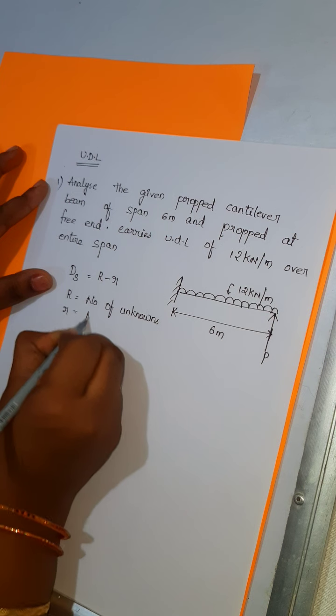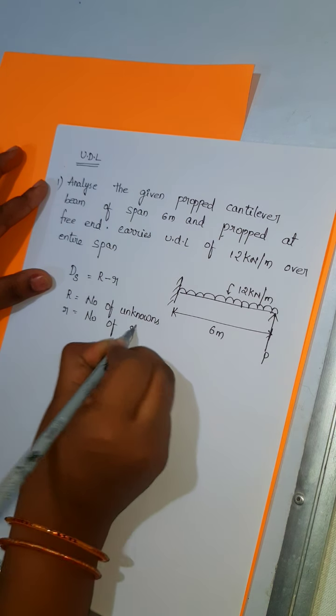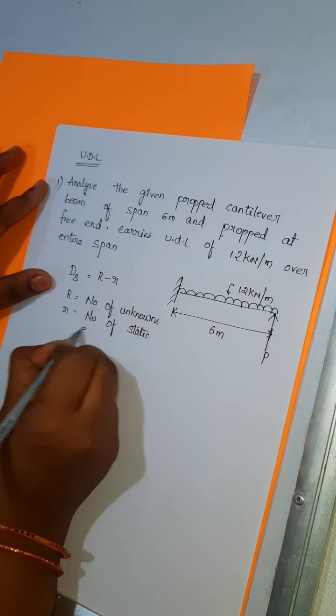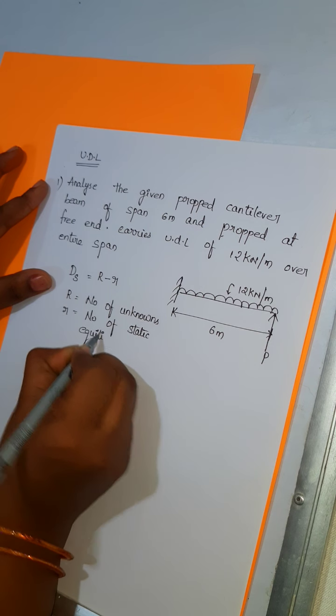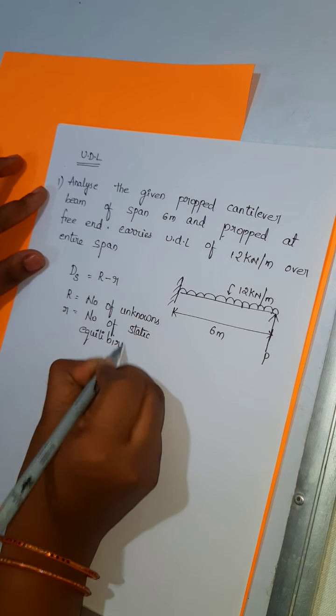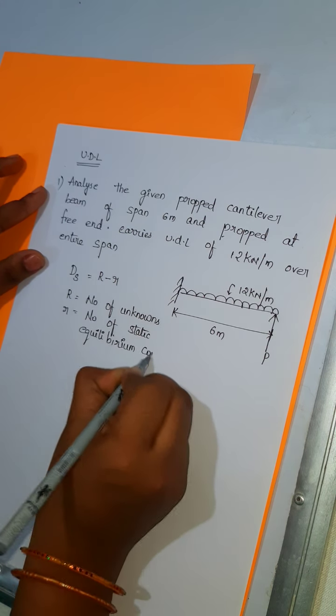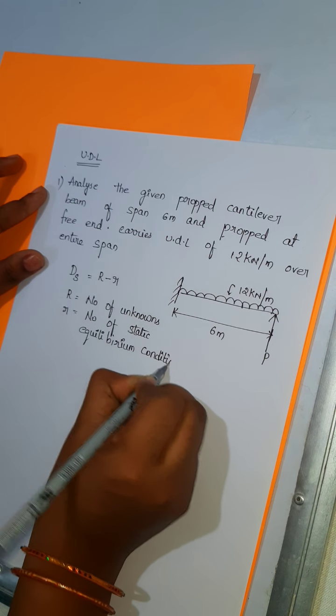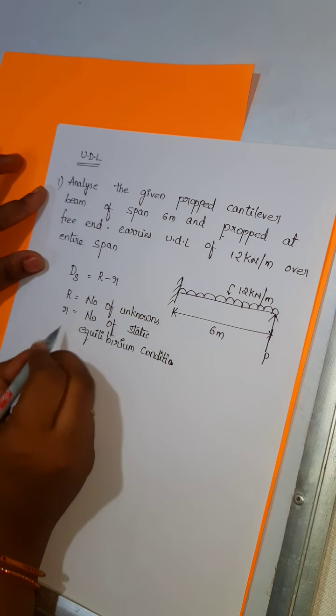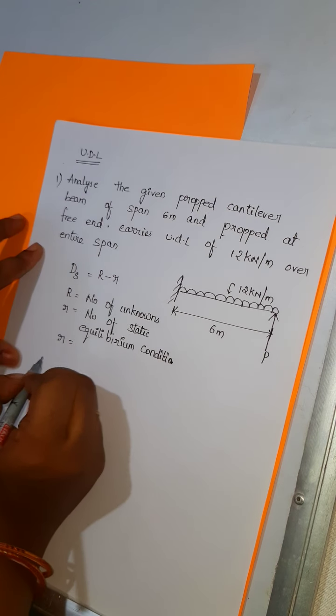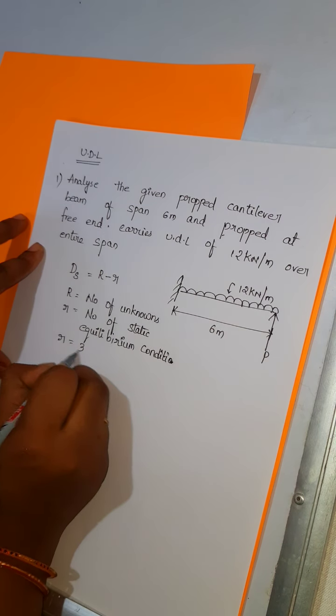Small r is equal to the number of static equilibrium conditions. What are the number of static equilibrium conditions? Horizontal force, vertical force and moment. So that r is equal to 3.